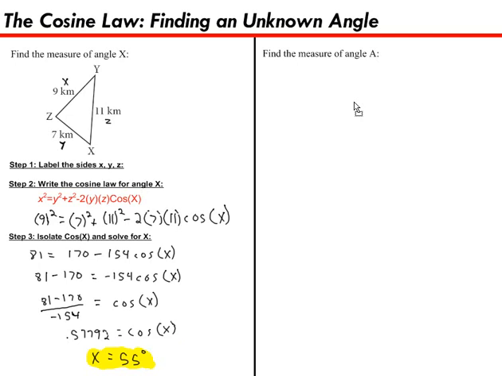Now, are you ready for some practice? Try using the steps I showed you to find the measure of angle A for this triangle, and I'll post the solution when you're ready.